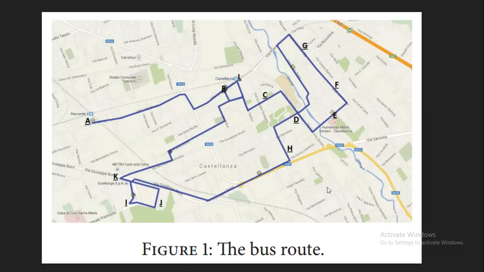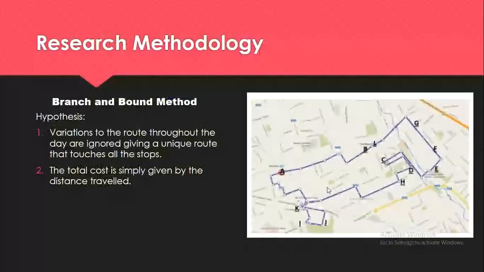As you can see, before the implementation of the methods, this is the bus route and the stops where the bus service has to stop every time, but this is not the best or the shortest route that the bus driver can drive around Castellanza.